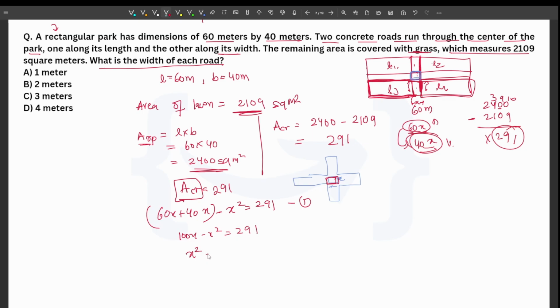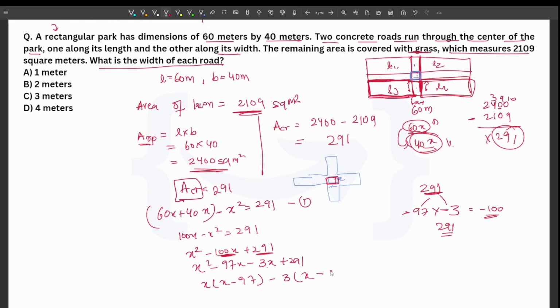So it becomes x square minus 100x plus 291. Now you just need to do factorization. It would be x square minus 97x minus 3x, because 291 can be split into 97 and 3. We need a positive product but a negative sum, so both should be negative, which gives me minus 100x on the addition, and on the multiplication it will give me 291 as a positive. So this would be the factorization of it, plus 291. If you solve further, it will be x minus 97 and x minus 3.